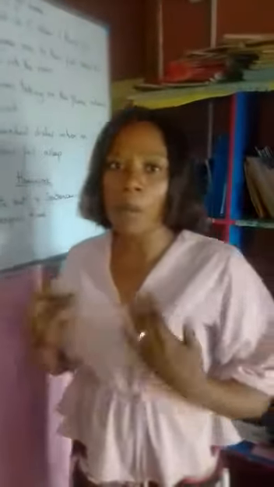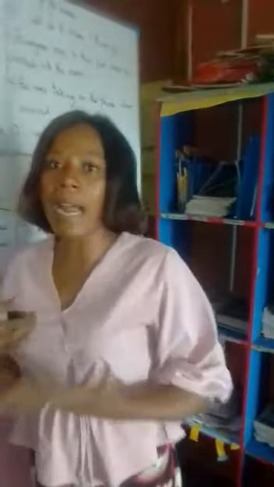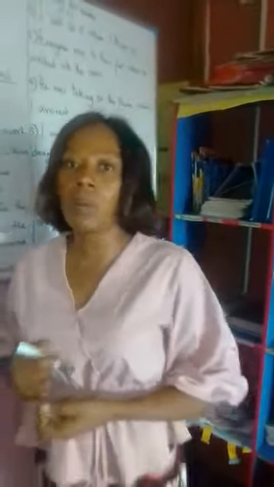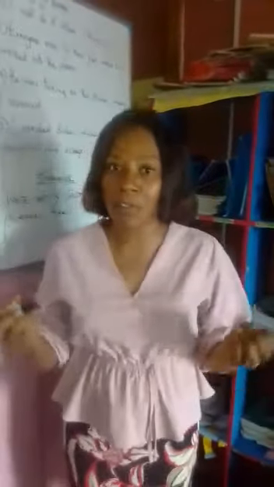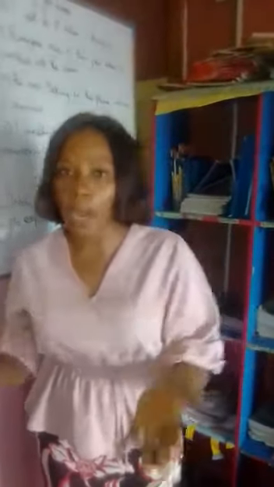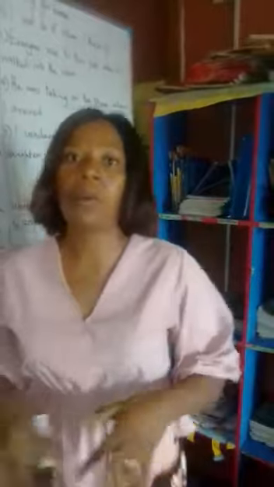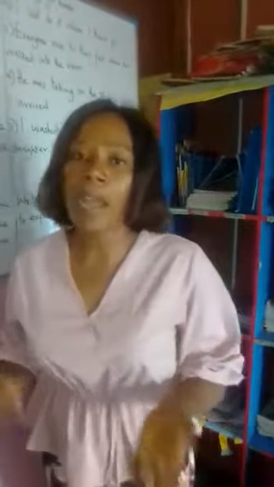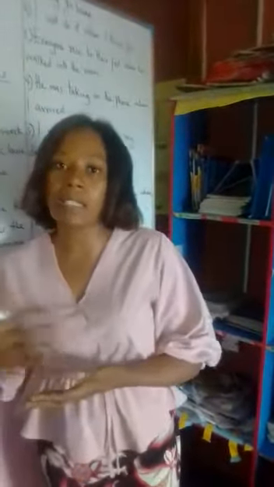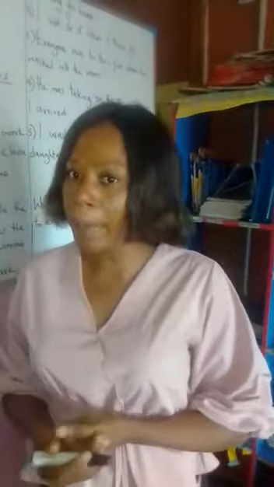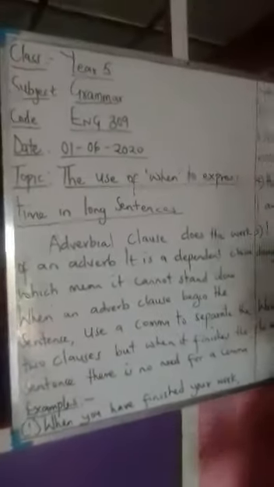Adverbial clause does the work of an adverb. And what is an adverb? We know that an adverb is a word used to describe the action of a verb, such as when, how, or where it is done. Do you get what I said? Okay. Remember, an adverbial clause does the work of what? An adverb. That's what we said.